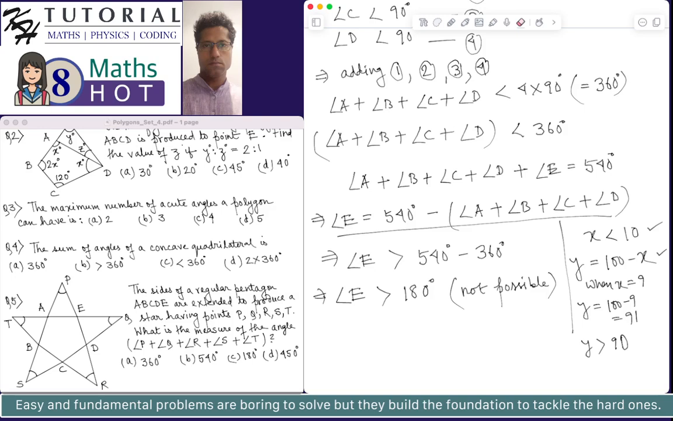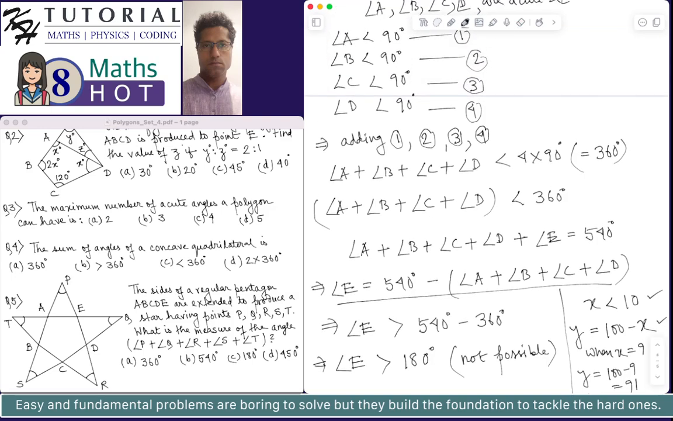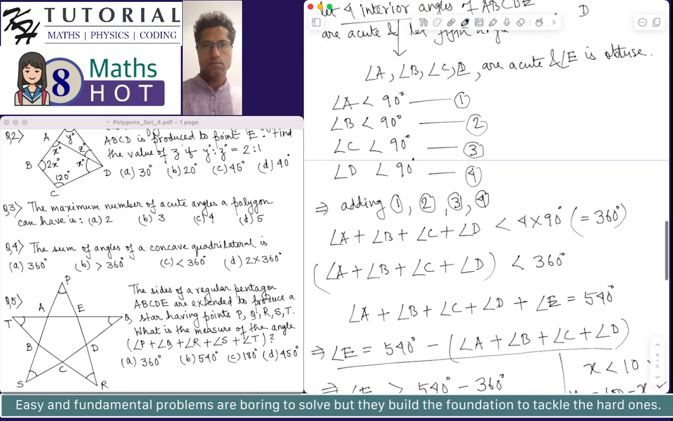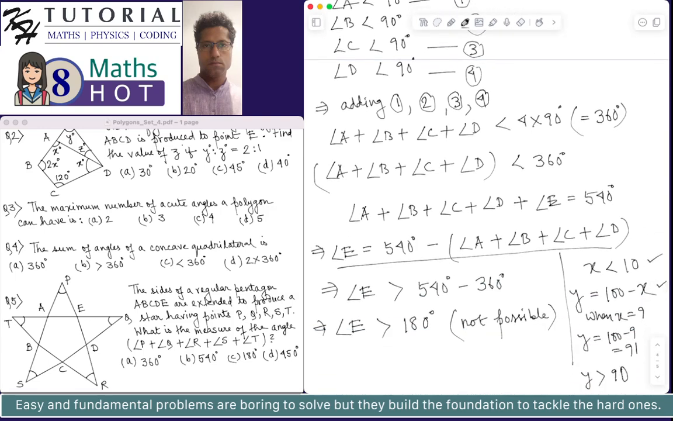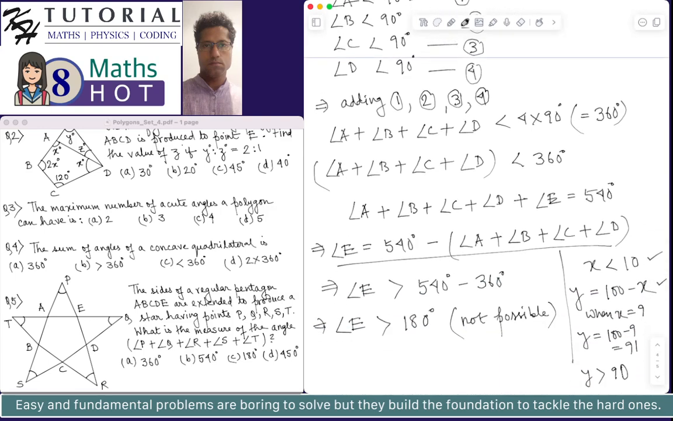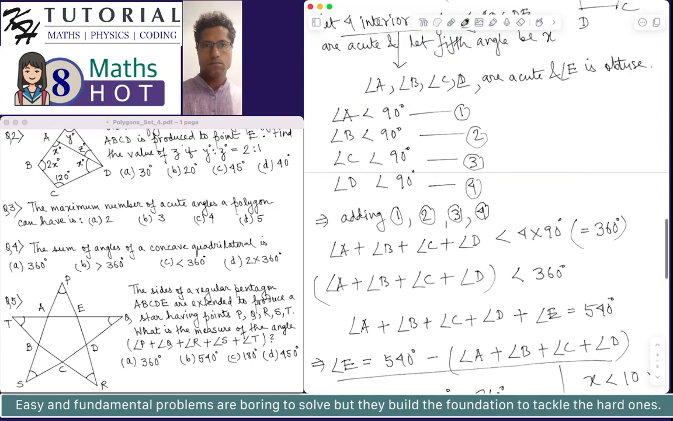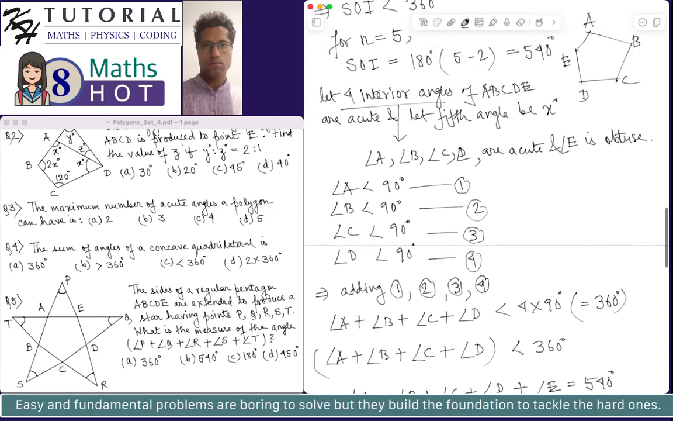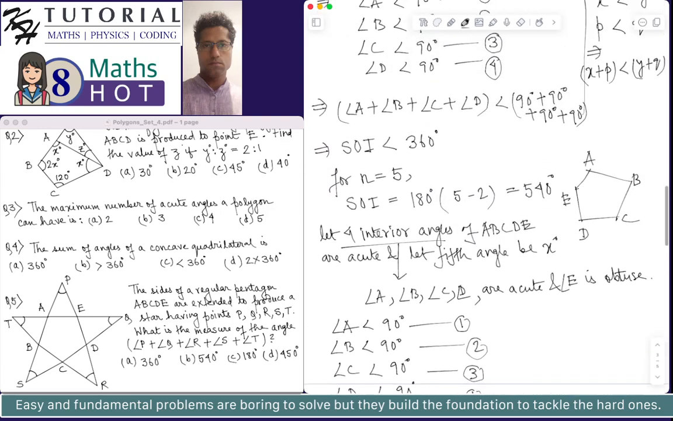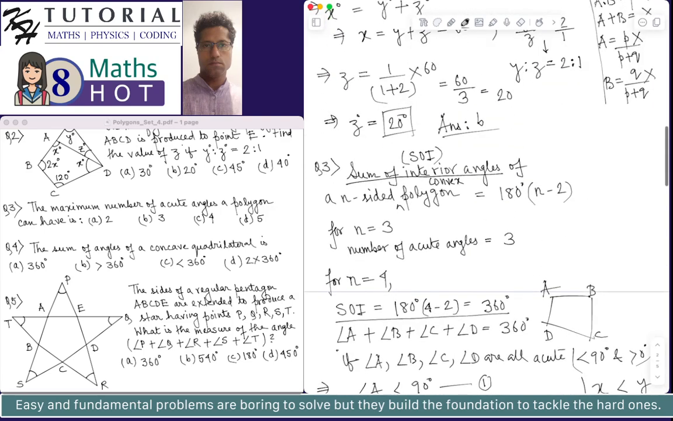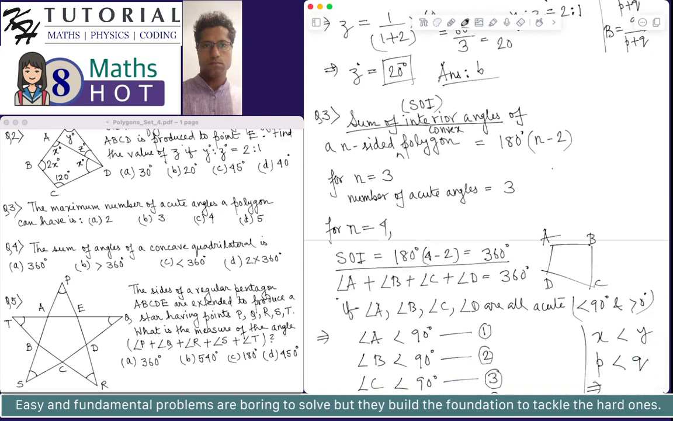So as you can see, if I keep on checking for greater values of n, that is n equals 6, n equals 7, we will get the same results. So by this intuitive argument, I will say that the maximum number of interior angles in a polygon which are acute should be 3, which is in the case of a triangle. So the correct choice is B.